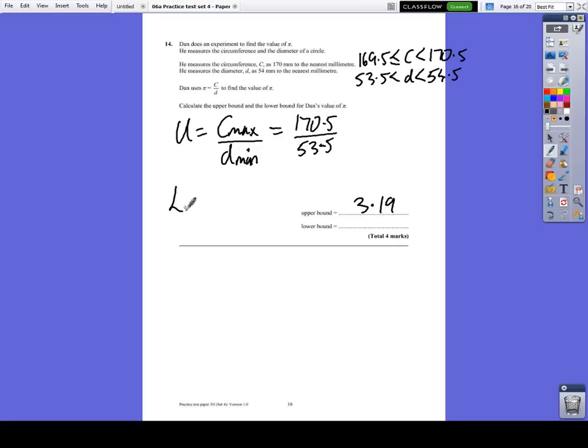And then to get the lower bound, you'd do C min divided by D max, which would be 169.5 divided by 54.5. Again, divided by a bigger number gives you a smaller answer. So that would give us 3.11.